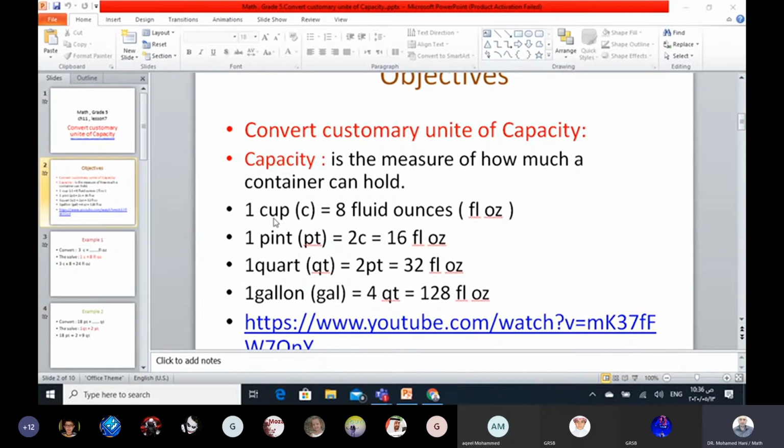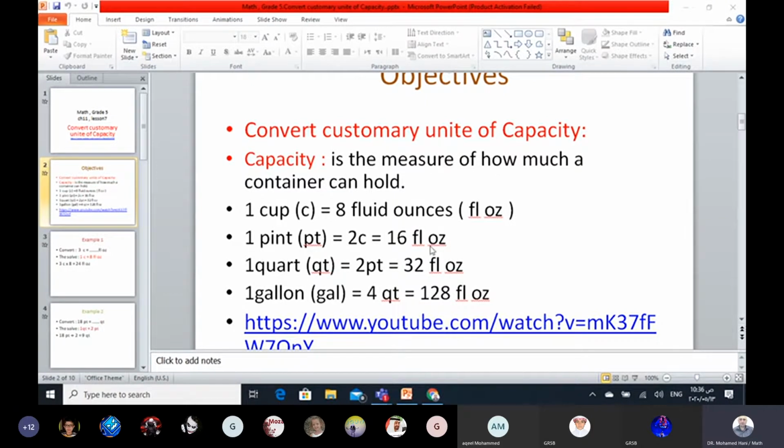So 1 cup, C, equals 8 fluid ounces, FLOZ. So when you see FLOZ, it means we have fluid ounces. When you see C, it means cup. So the cup is greater than the fluid ounces. The fluid ounces is a small unit to measure the capacity. Then we have the cup.